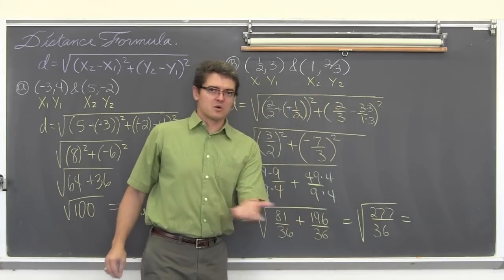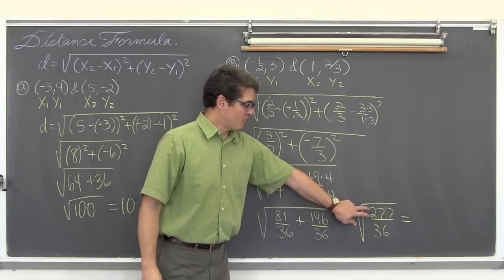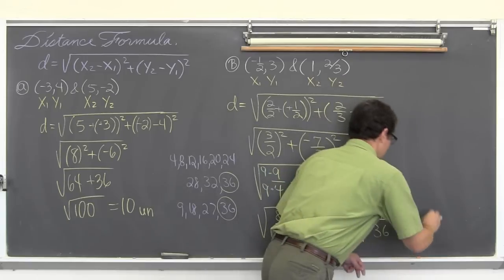I already have this worked out, of course, to make sure I don't make any mistakes, or try not to make any mistakes in the video. There are no perfect squares in 277, but 36 is a perfect square. The square root of 36 is 6.